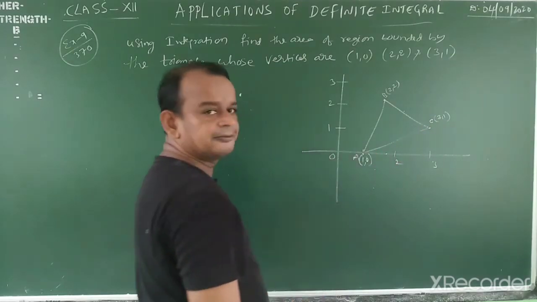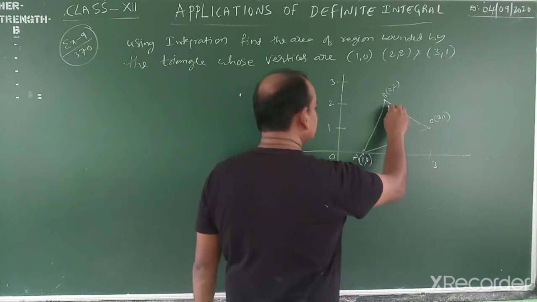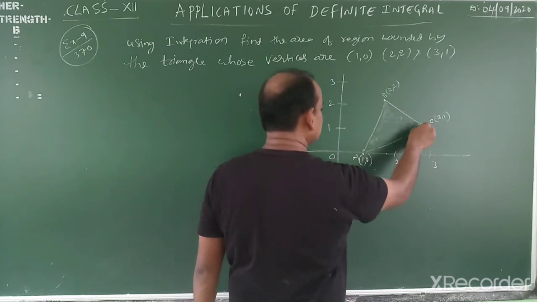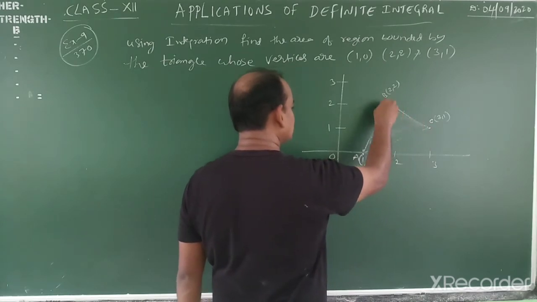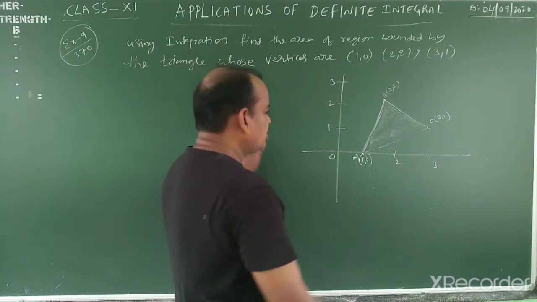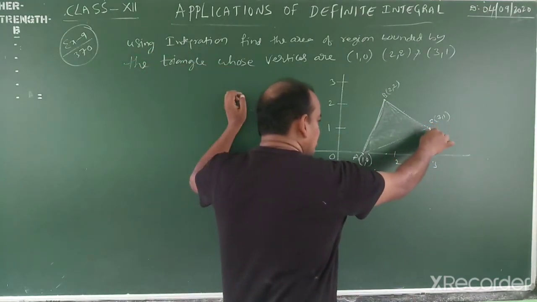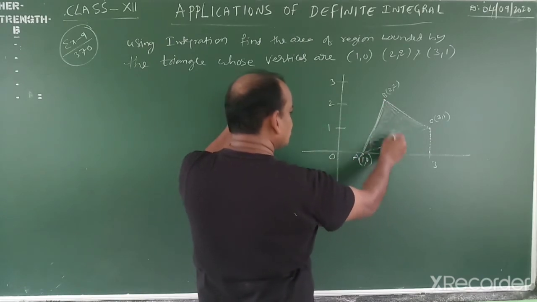This is the triangle. Now we will find the area of this one. How to find the area? Okay, this is 3. I indicate the dotted lines. Here, now this is 2.